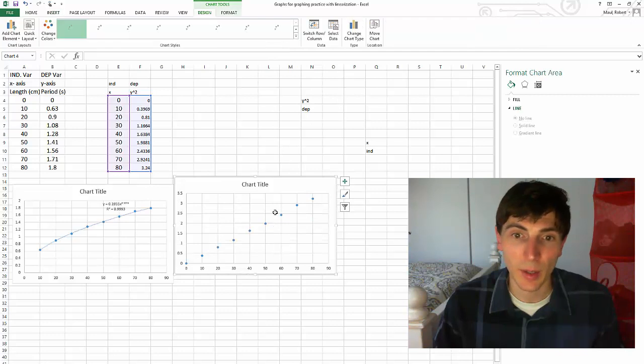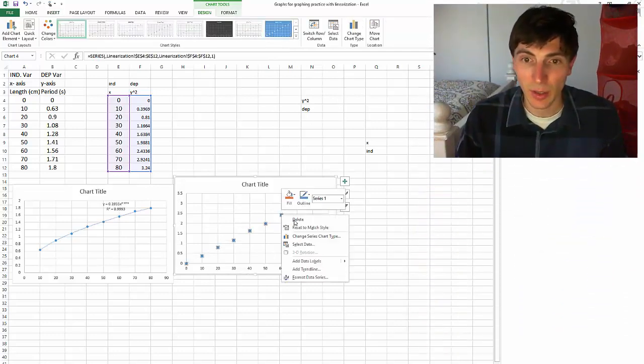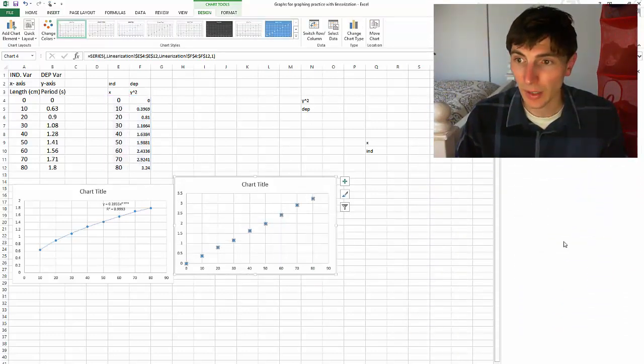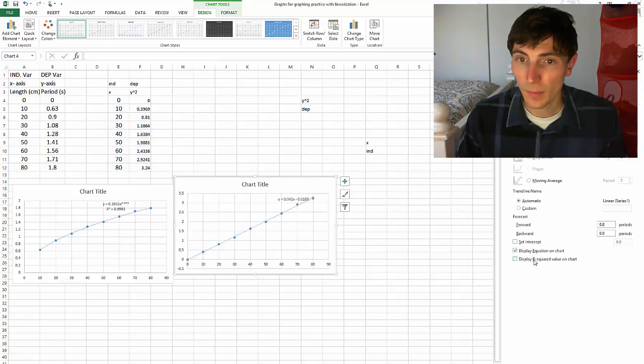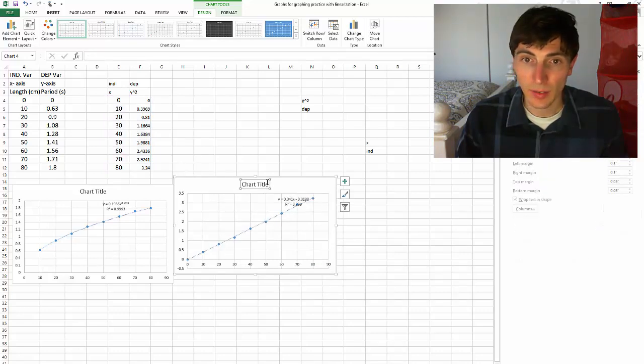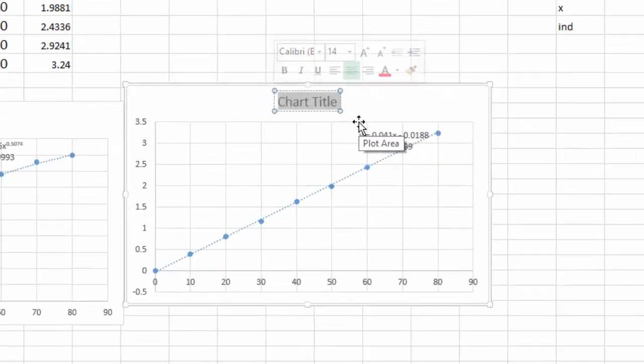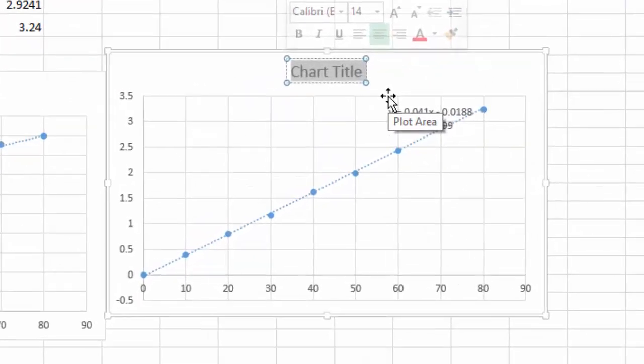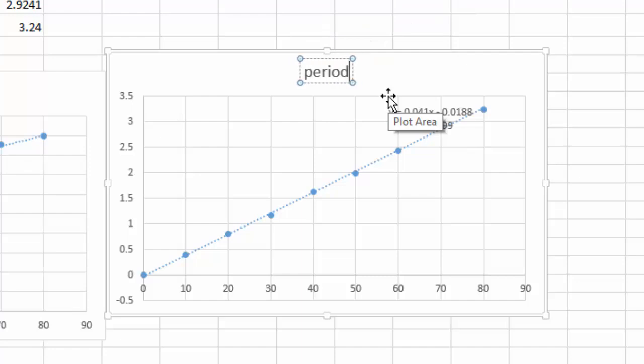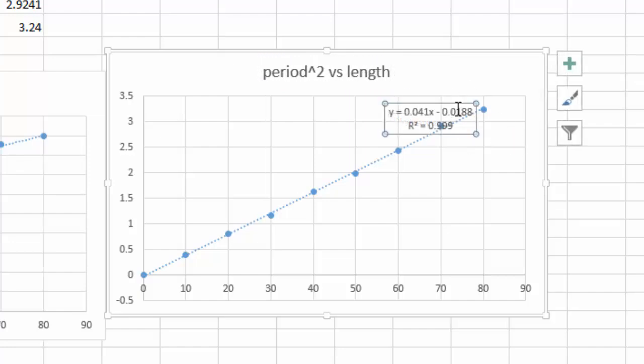And there we go. So now I'm going to add a trend line. We're going to give this a little title here. This was y squared versus x, so we had period squared versus length, just so I can have a reference point. And there's my equation, and 0.999 was the r squared.